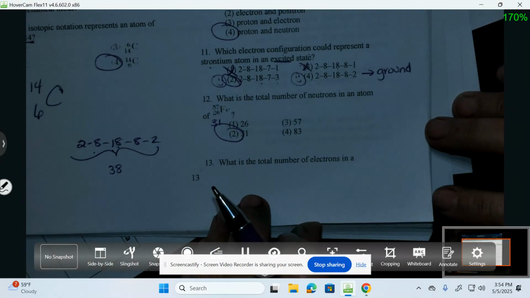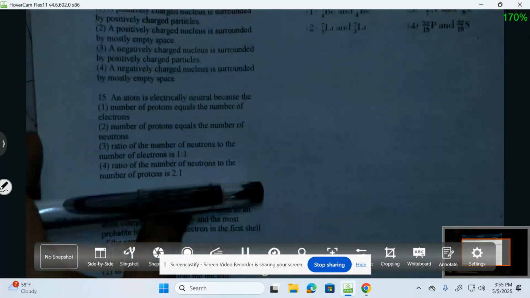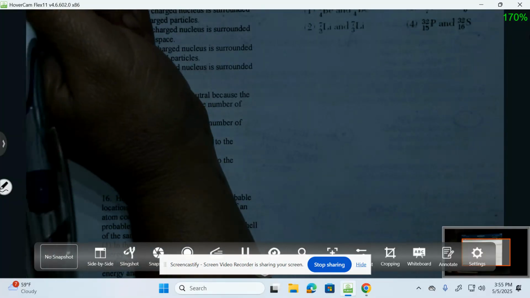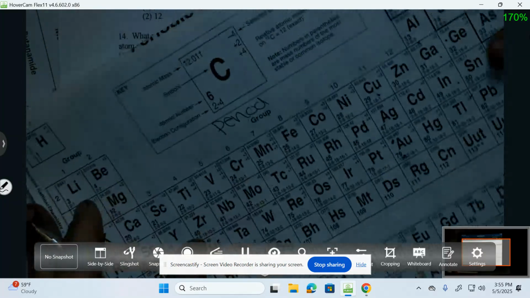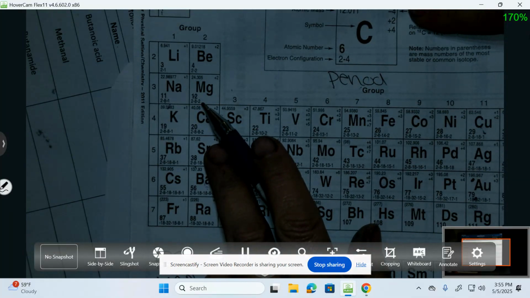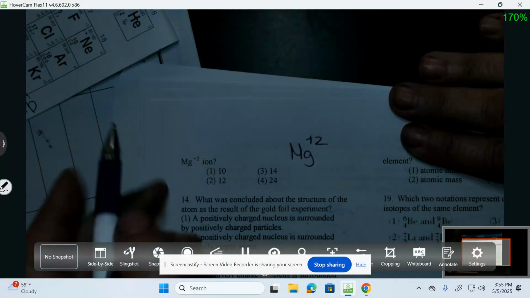Okay, 13. What's the total number of electrons in a magnesium plus 2 ion? Well, when we look at magnesium, it has an electron configuration of 2, 8, 2. That's when it's neutral, 0 charge. If I become a plus 2, that means I lost these 2 electrons. If I lose 2 electrons, I don't have 12 anymore. I have 10. 10 electrons.